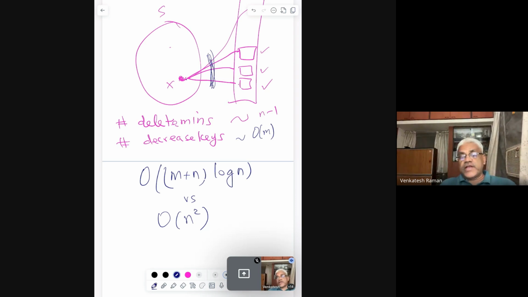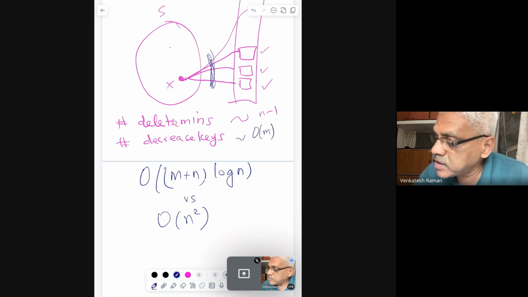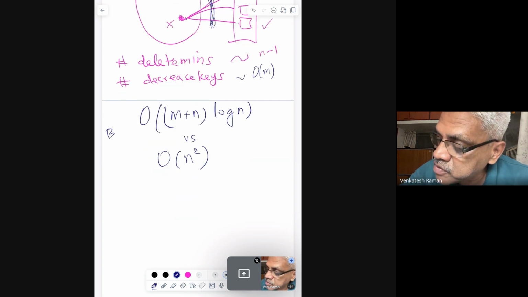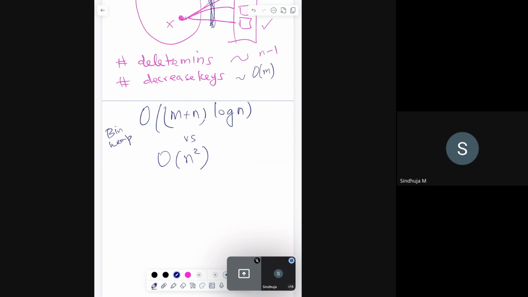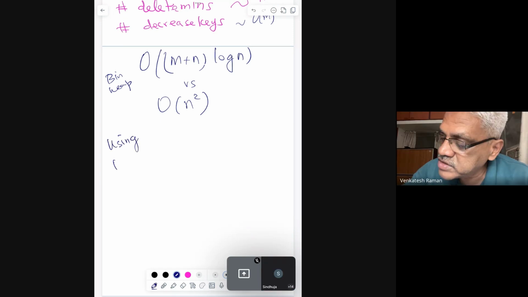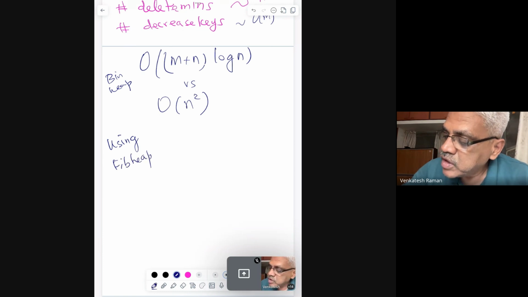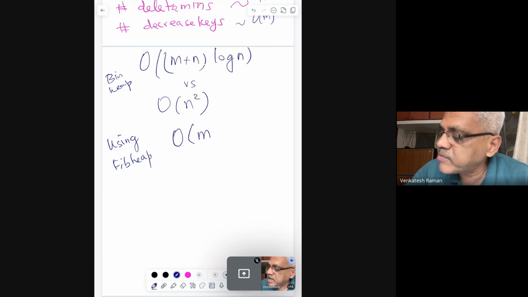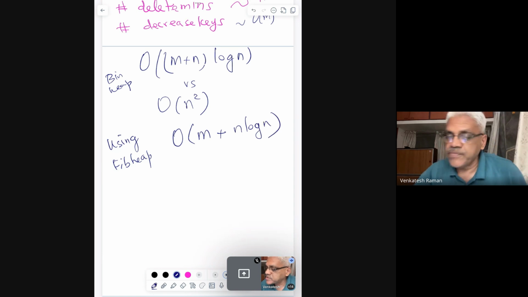That's why there are better data structures called Fibonacci heap or some versions of it, where you can perform a sequence of decrease keys in amortized constant time. So there is no m log n here. This is the binary heap, and this is using a Fibonacci heap. The decrease key takes only constant time amortized, and delete min takes log n time. So it's m plus n log n.